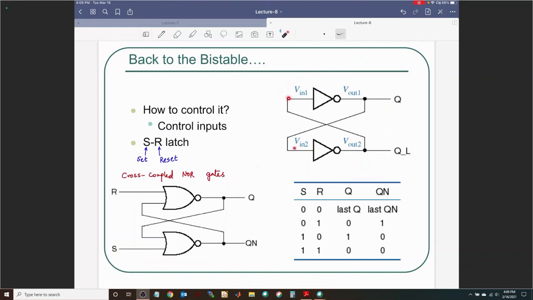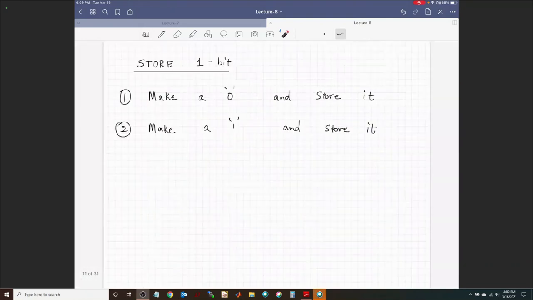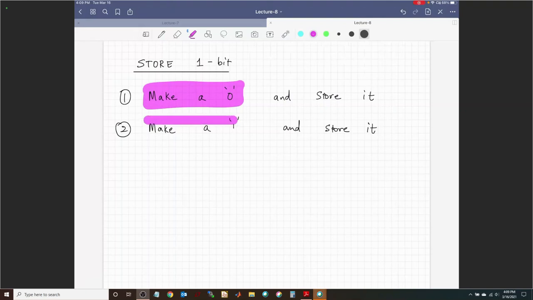Earlier, we didn't have a very good way of changing inputs. Now, we have a way to influence the inputs. Why would we need to do that? Well, you guys said, I need to make a 0 or make a 1, maybe in a different color. So I need to be able to influence the output. Then I also need to store it.